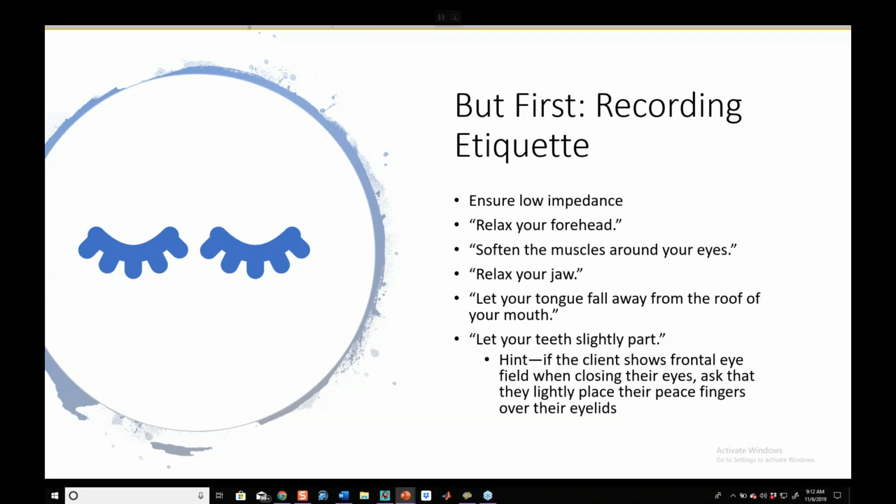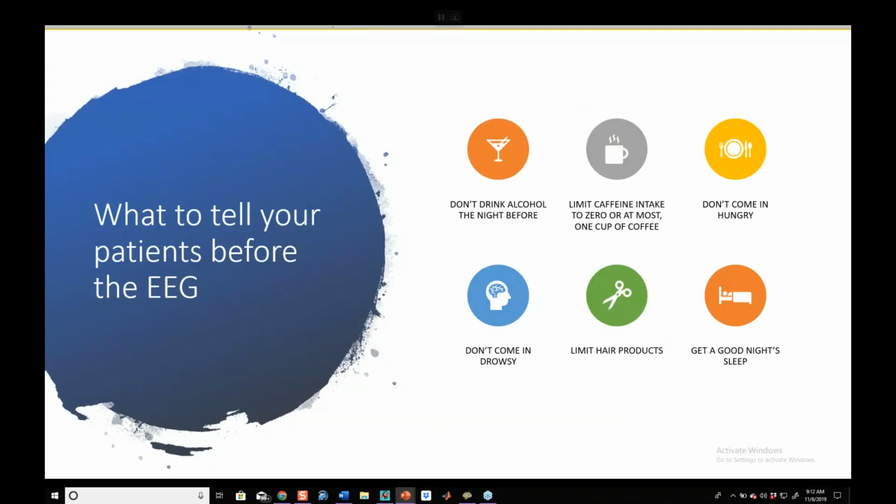You're going to have some version of that, and assuming that their eyes are still enough, and in case they're jiggling, you would say just go ahead and place your peace fingers, your middle and your index finger, over your eyelids during an eyes closed, and you're off to the races. And so again, very elementary, but before they come in for their initial EEG, there's some rules of thumb.